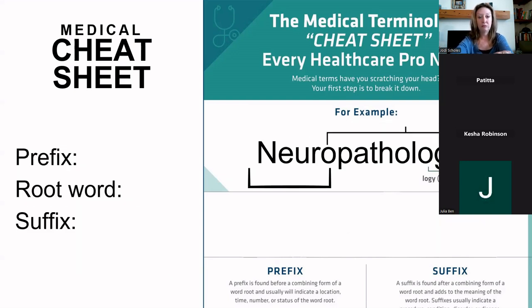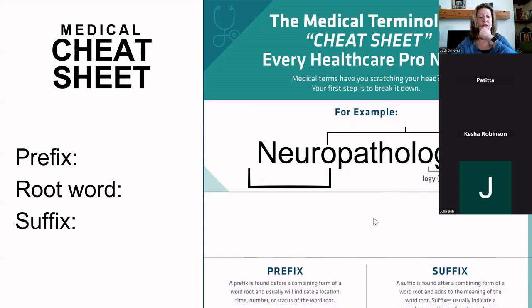Neuropathology. All right. Let's do this again. You got a prefix, you got a root word. You can figure this out. So the study of, right here, logy, the study of pathology. We just talked about pathology, right? Neuro. Where are we in the body if we're talking neuro?